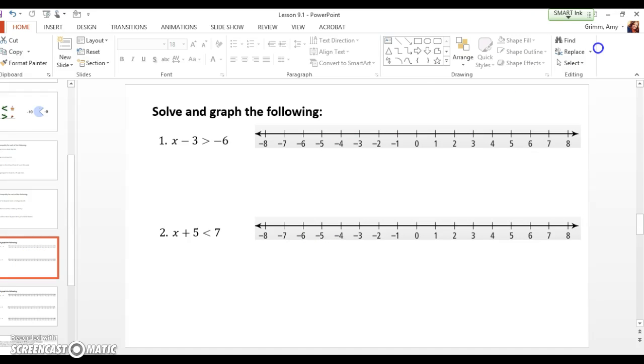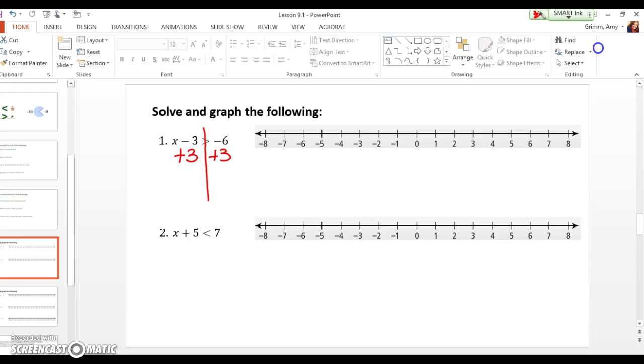So this is solving and graphing. Guess what? This is exactly what we did in the warm-up. So I'm going to draw my line. Instead of an equal sign, it's now just going to be an inequality symbol. So go ahead and draw your line. And just like we did in the warm-up, we're going to add 3 to both sides.